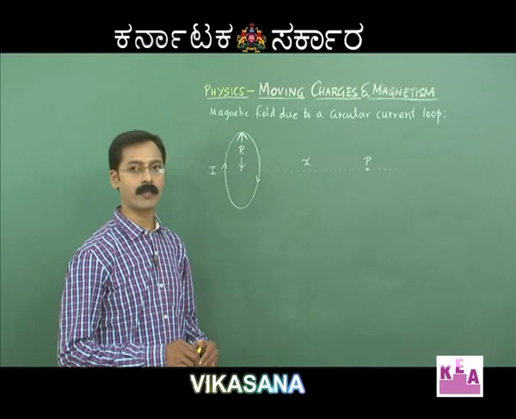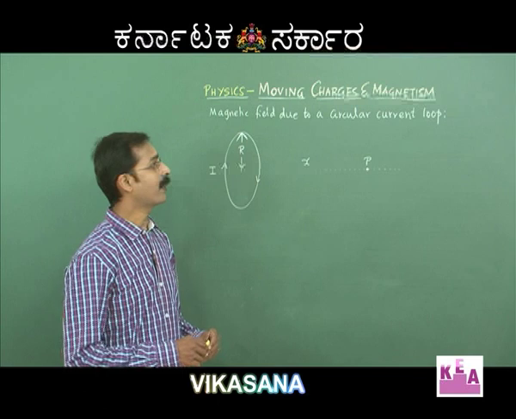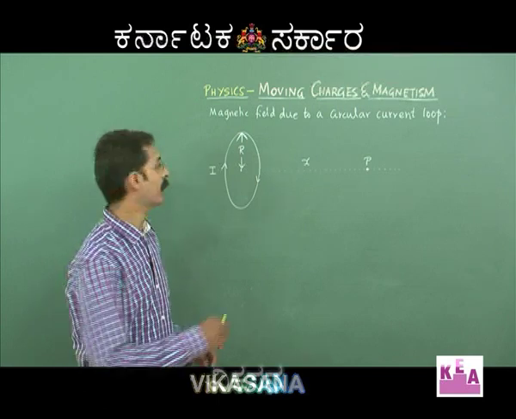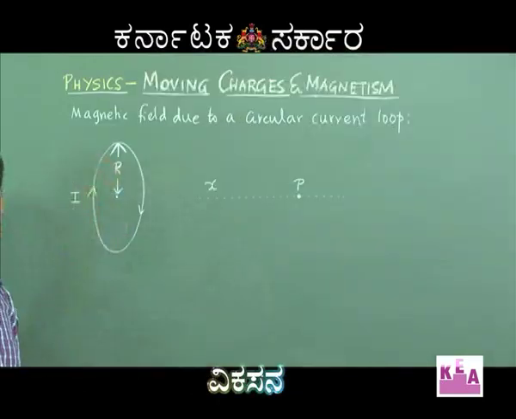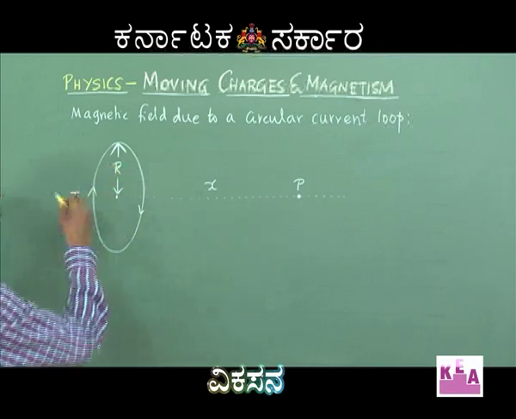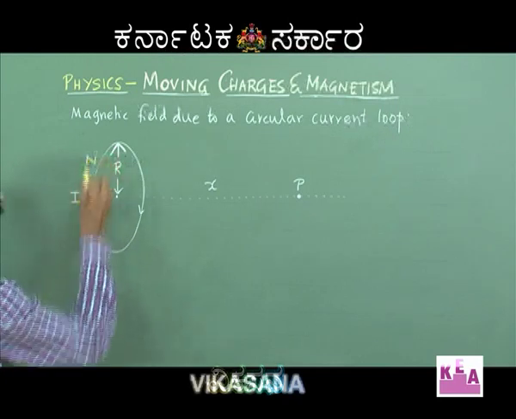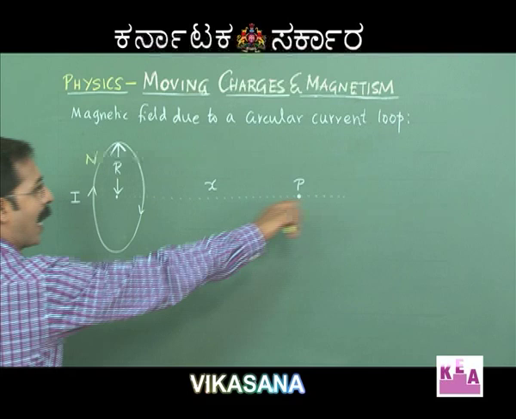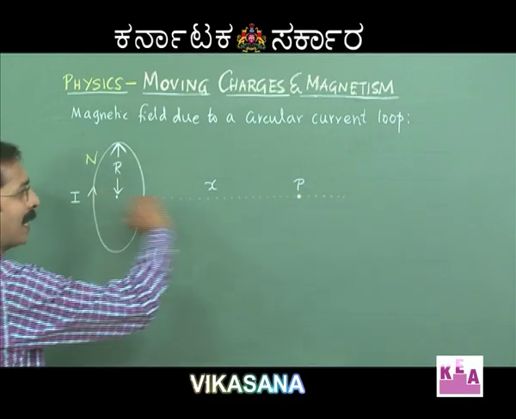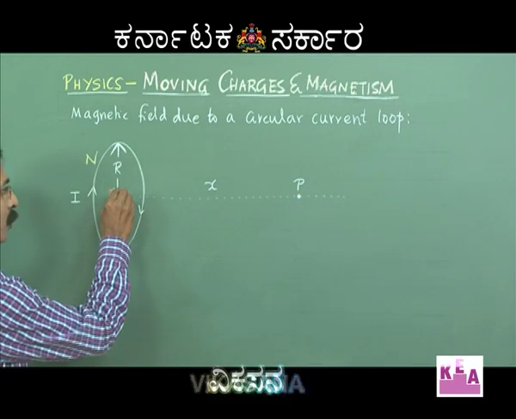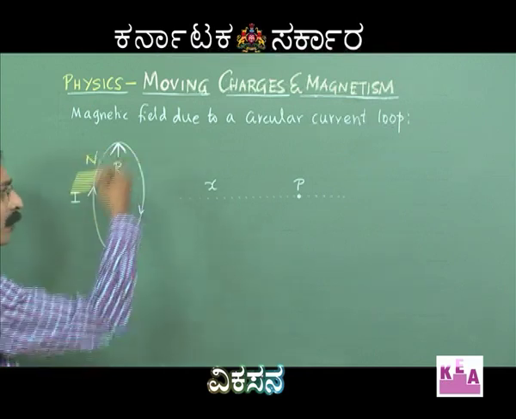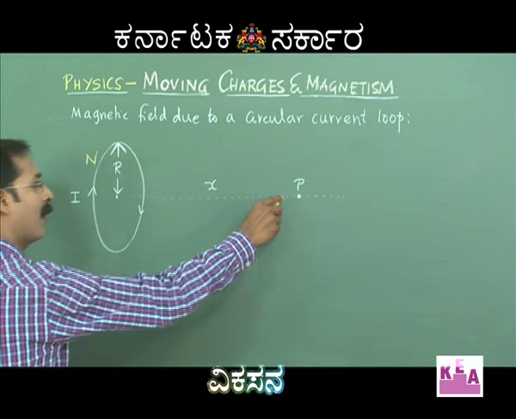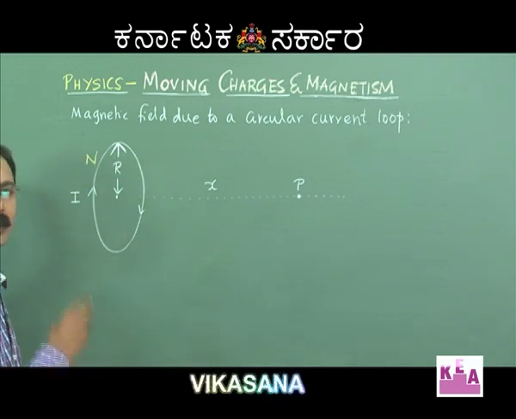The next point we will discuss is magnetic field due to a circular current loop. Let this be a circular current loop of radius r, current I and number of turns n. This is the axis of the circular current loop. Axis is a straight line which passes through the center of the current loop and is perpendicular to the plane of the loop. If I am calculating magnetic field here, I can calculate the magnetic field using Biot-Savart's law.